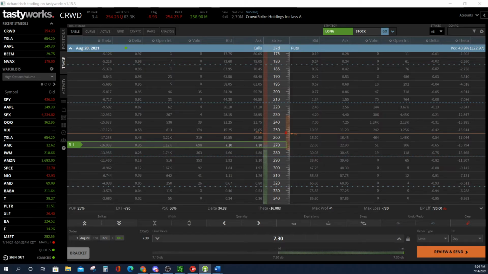Let me just see what might be a good swing trade to get into tomorrow. So here is somebody. I'm going to throw this chart up. You guys tell me what you think about it.